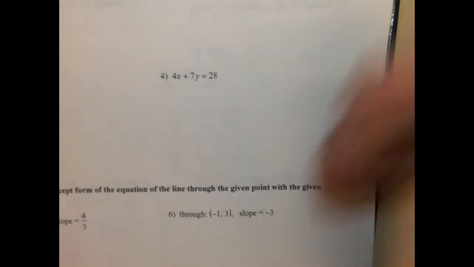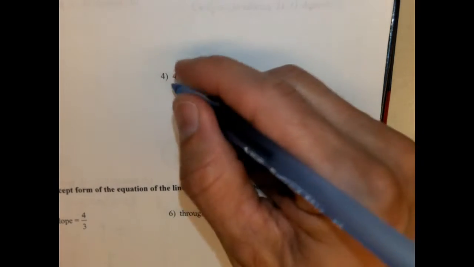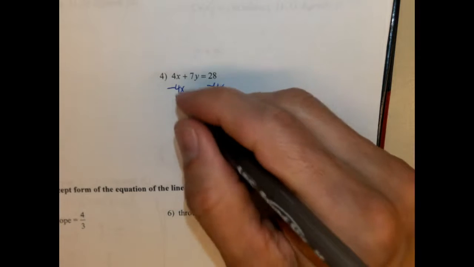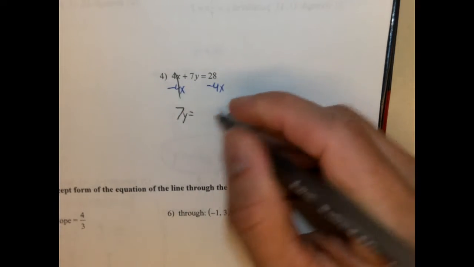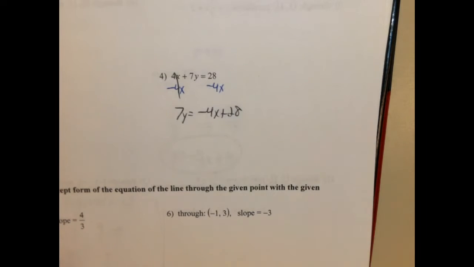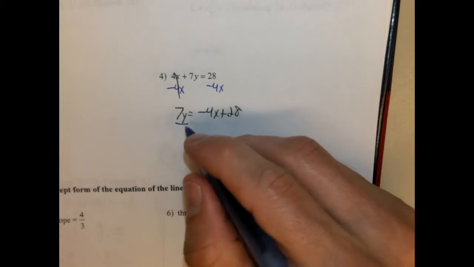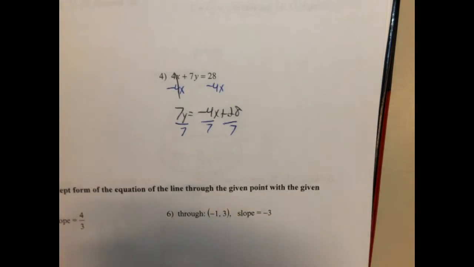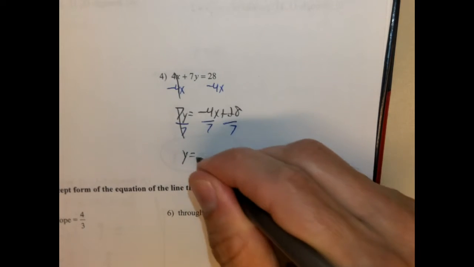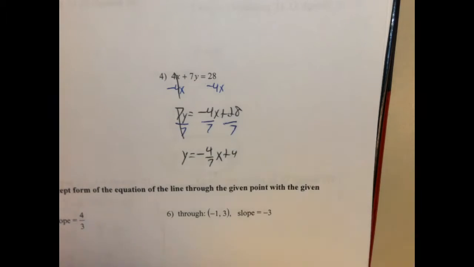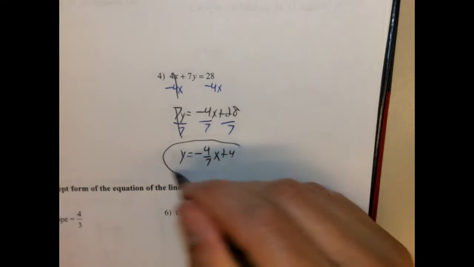And over here we have to get y by itself, so we're going to subtract 4x. So 7y equals negative 4x plus 28. I'm keeping the x term in front, just so it looks like the proper form. Okay. So y equals negative 4/7 x plus 4. And that's it.